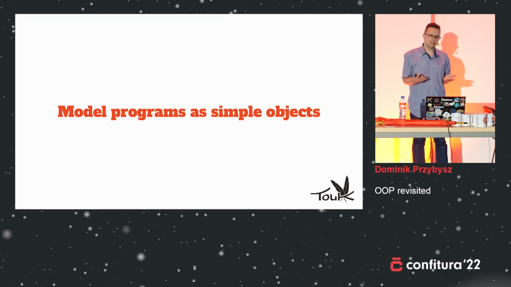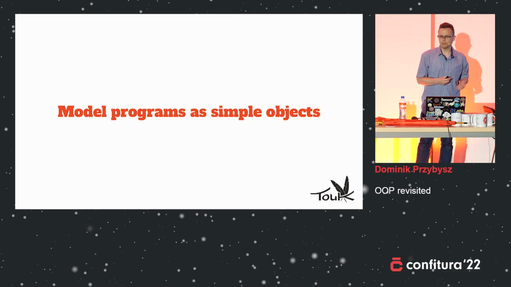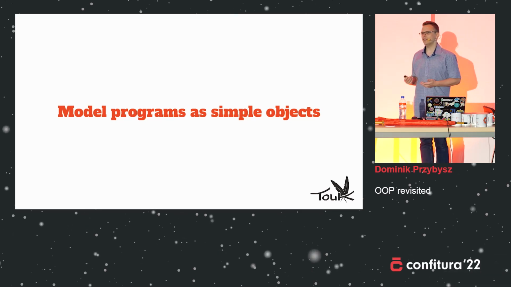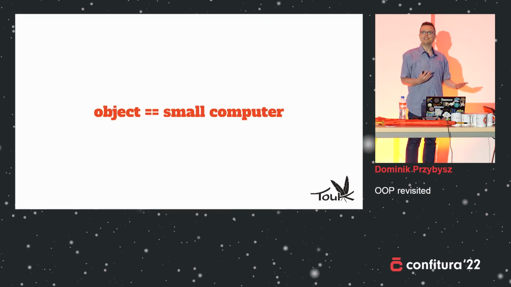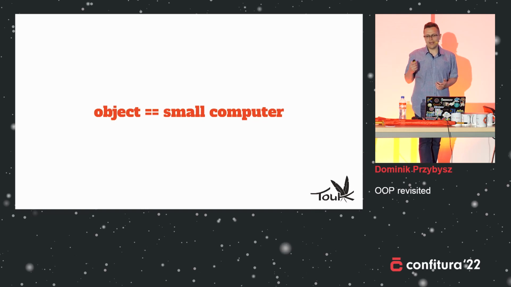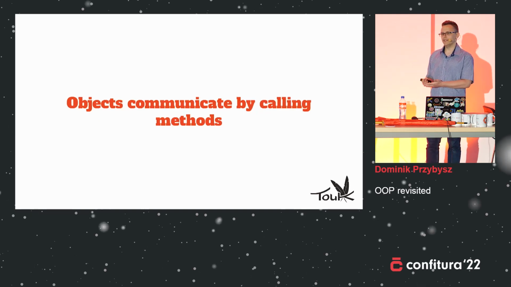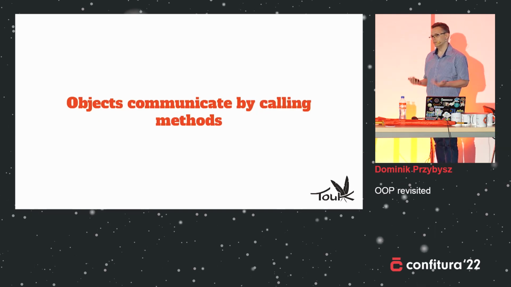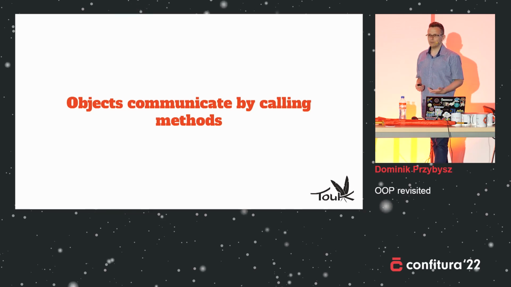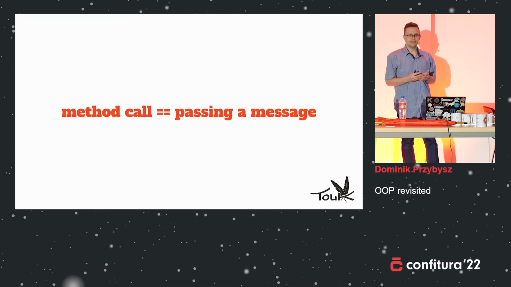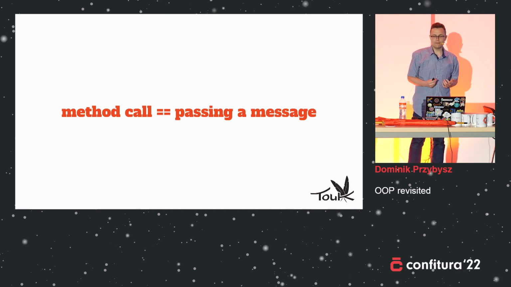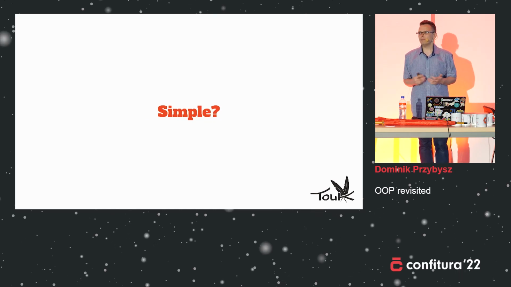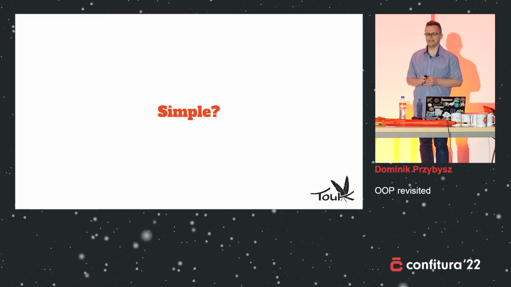So our programs are a set of simple objects. Those objects should be as simple as possible, and it's nice to think about those objects as small computers. Of course, they have to interact with each other in some way, and the communication is through calling a method of another object or itself. It's nice to think about such methods as a kind of passing a message between those objects. Isn't that simple? Probably it is. The overall idea is pretty simple.